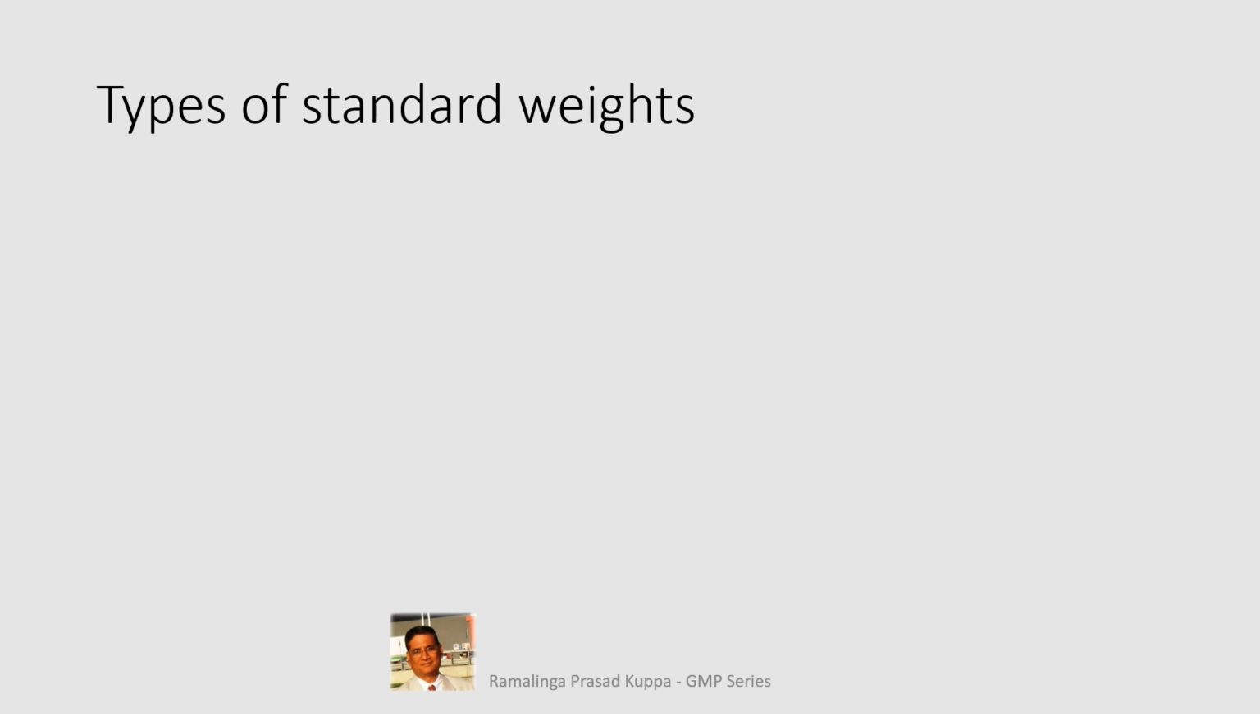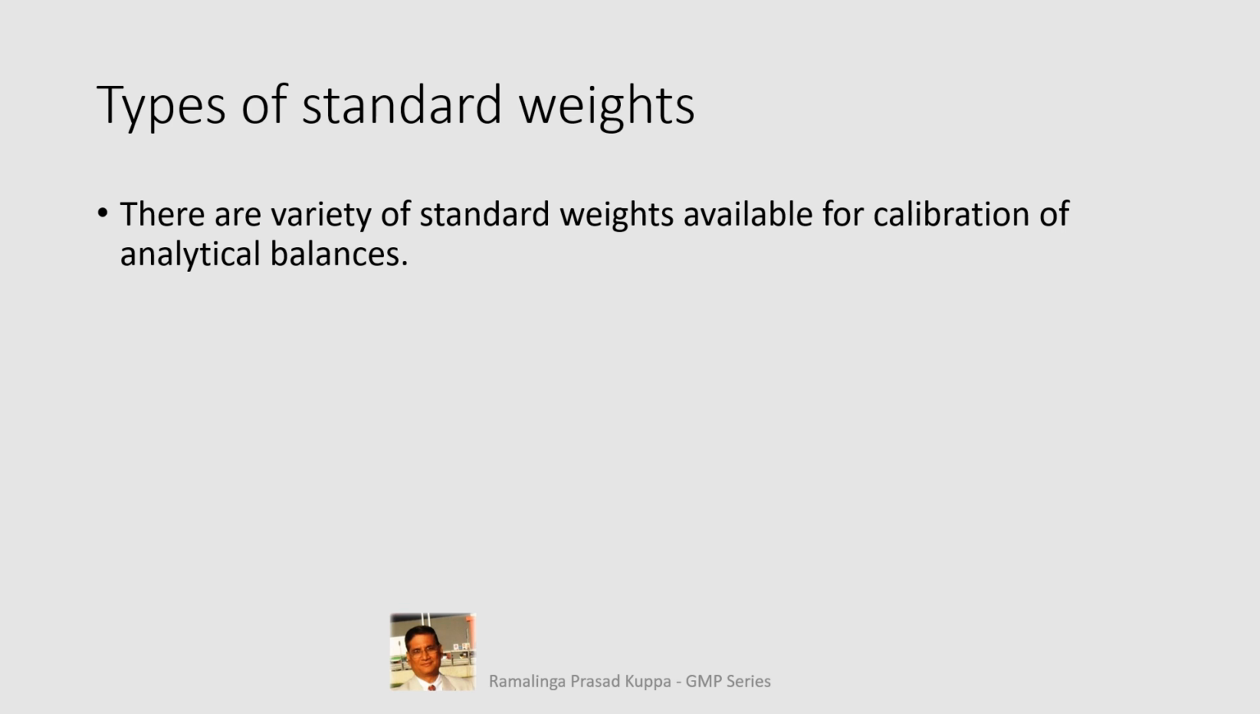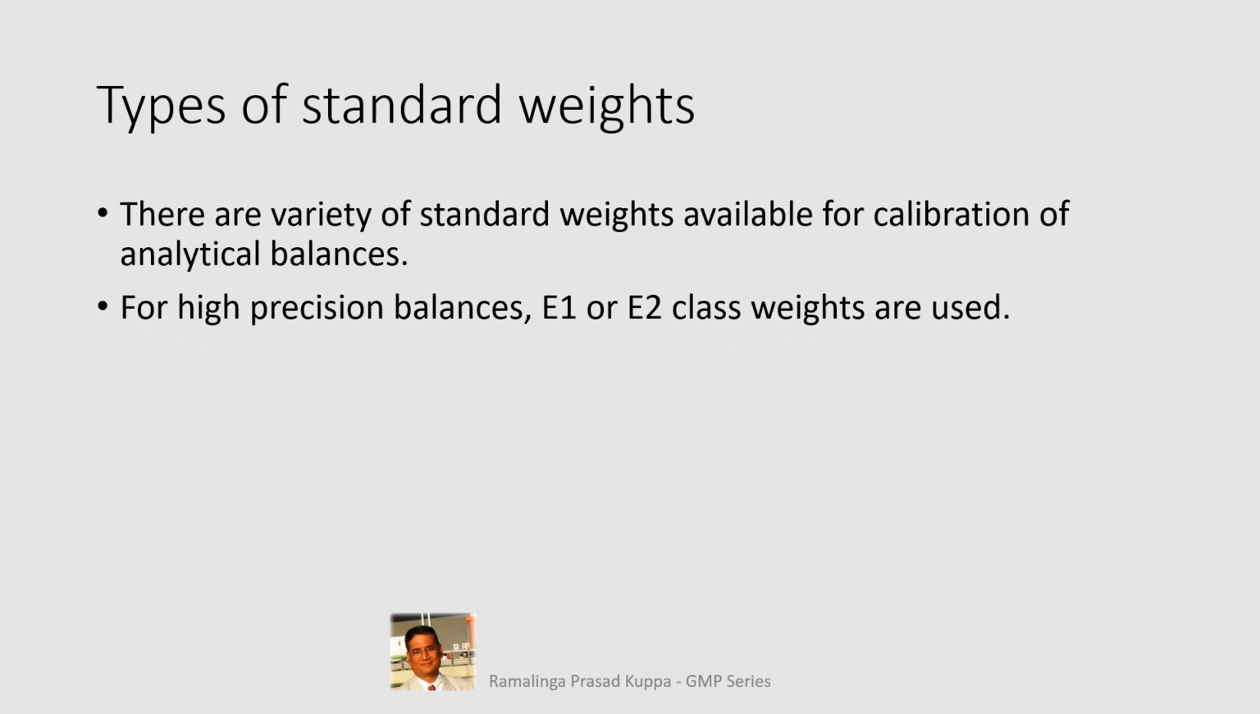Let us see the types of standard weights. There are a variety of standard weights available for calibration of analytical balances. Depending upon the operating range, the weight class is selected. For high precision balances, E1 or E2 class weights are used. High precision balances that are used for very low weights like 2 milligrams to 5 milligrams should be calibrated with this type of classes.